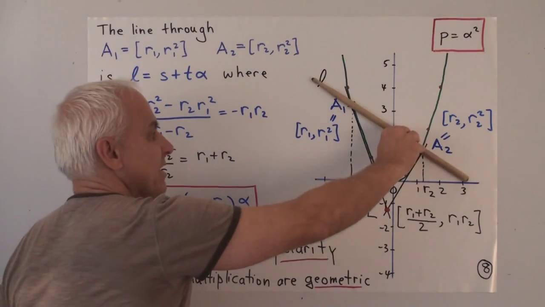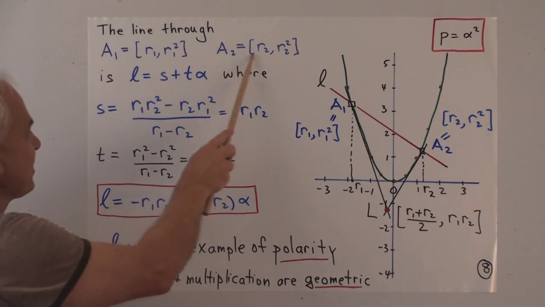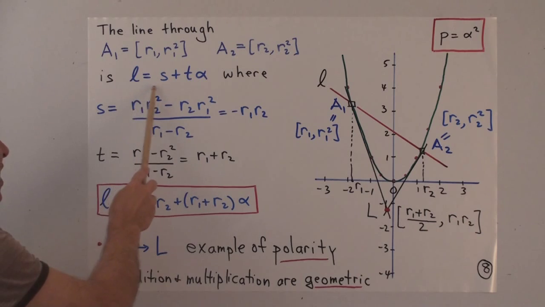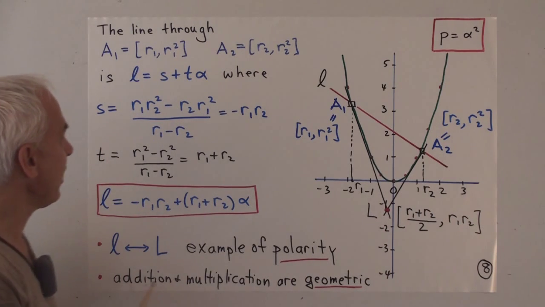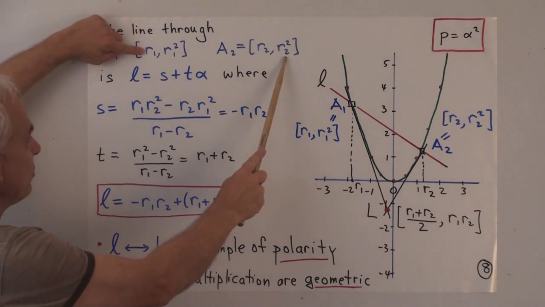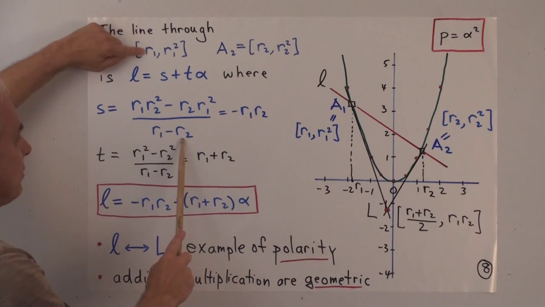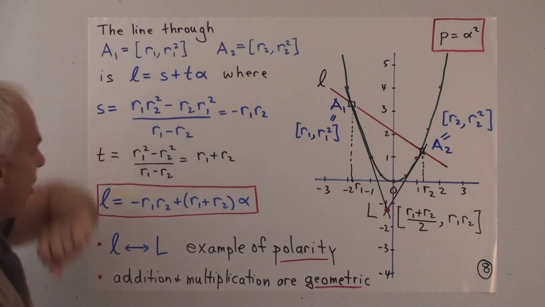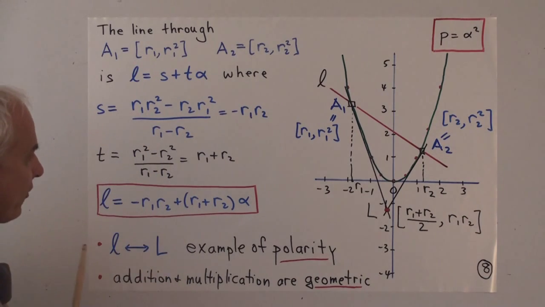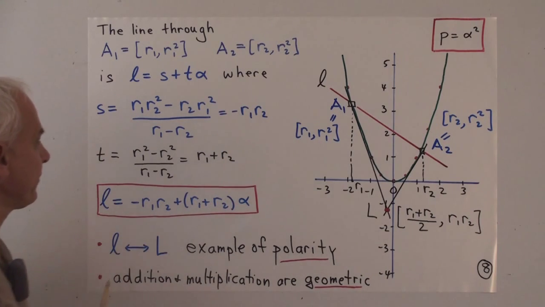All right, what about the equation of this line? Well, we've just proven a formula for that. So here are the 2 points. Let's say the line is s plus t alpha. Then the formula that we just wrote down was that s is equal to r1 times r2 squared minus r2 times r1 squared, all over r1 minus r2. Here there's a common factor of r1, r2, and the other factor is r2 minus r1, which cancels with r1 minus r2, leaving a minus sign. So s is minus r1, r2.